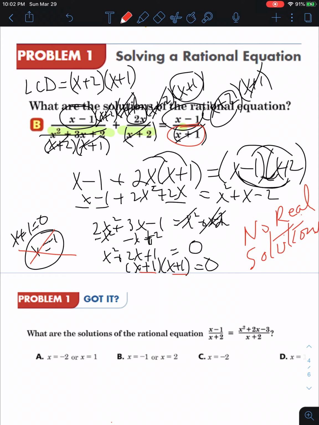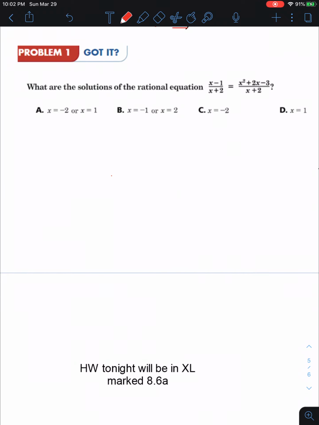Let's take a look at problem 1b. All right, now this one, I'm going to factor above on the second term, and it looks like everything else is good. So I've got an x, split my x's, and then a plus 3 minus 1. And because these are both x plus 2's, I can disregard them.